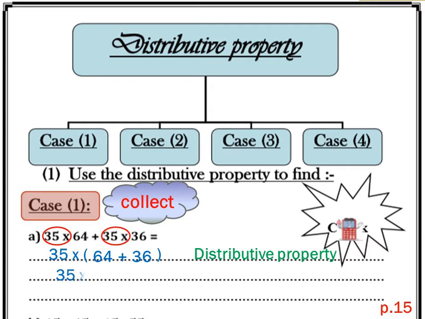And now we have 35 times. Solve the bracket on the calculator: 64 plus 36, which equals 100. So 35 times 100 equals 3500, which belongs to N and closure property.